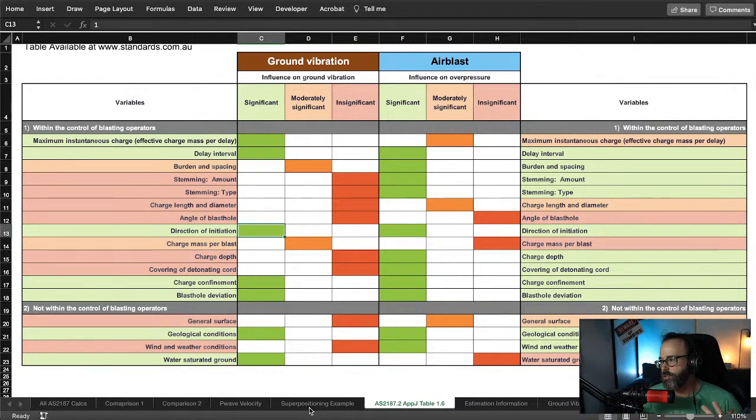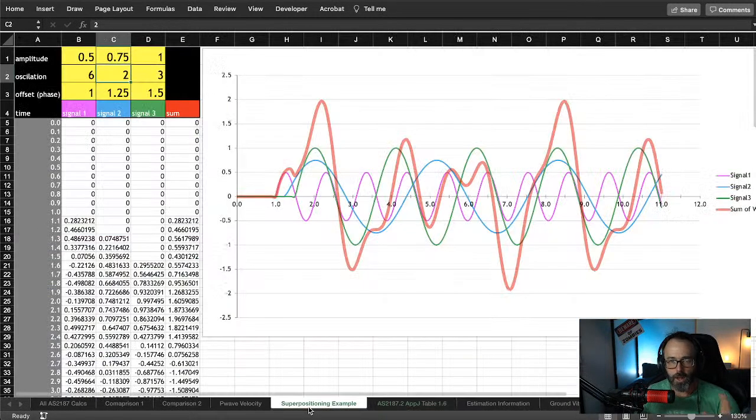So a lot of people then talk about arrival times and superpositioning and those sorts of things. So if we talk about superpositioning of waves, and these are not blast waves, these are just simple waves. So I've got an amplitude, an initial amplitude. I've got an oscillation. I've got a phase offset, which is do they line up or are they out of phase? So we've got signal 1, signal 2, signal 3, and then the sum. The sum is the red one that shows you the wave.